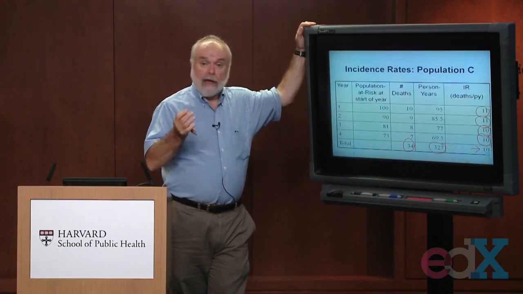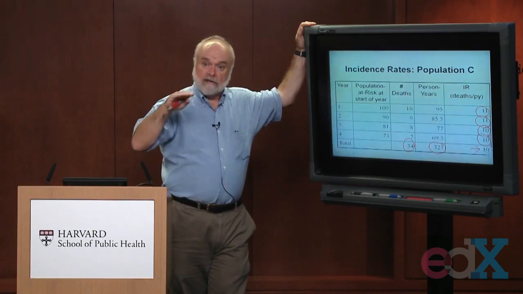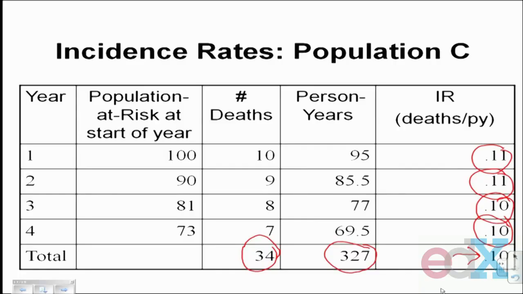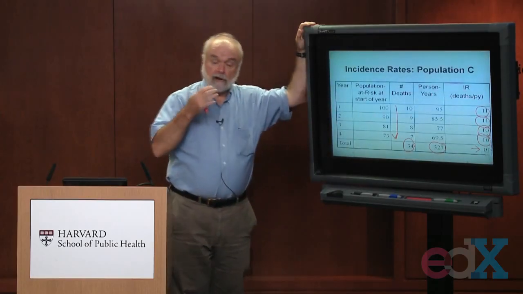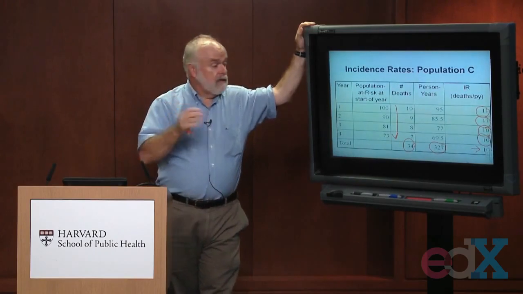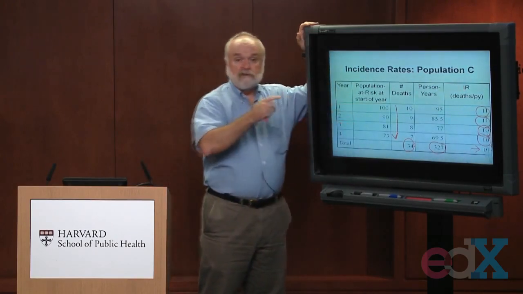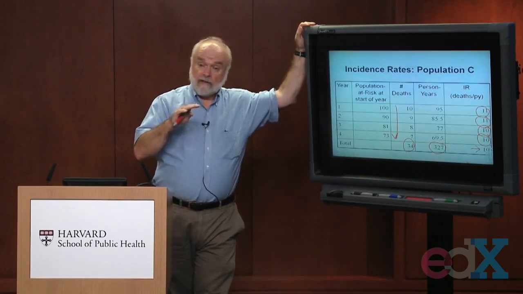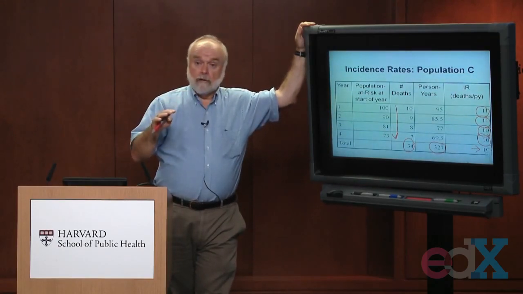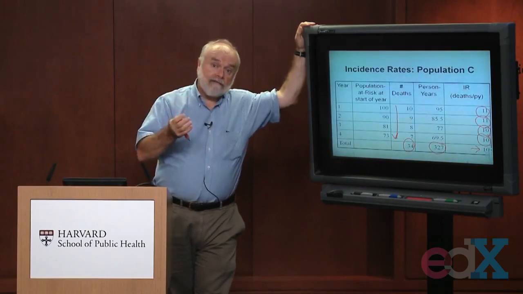But notice what's happening here. To get this constant, or nearly constant, incidence rate, the number of deaths was decreasing from 1 year to another. And the reason it had to decrease, in order to keep the incidence rate the same, since the population at risk was decreasing, is that the total person time was decreasing. To get the same incidence rate from 1 year to another, where in the 2nd year the total person time is smaller, the total number of deaths has to be smaller.